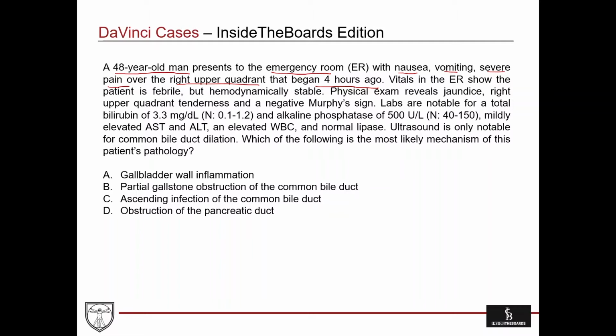Remember, the liver is in the right upper quadrant, so this patient could have cirrhosis or acute liver failure, or could have some type of pathology affecting the biliary tree. So you want to keep all those things in mind when you see this type of presentation.